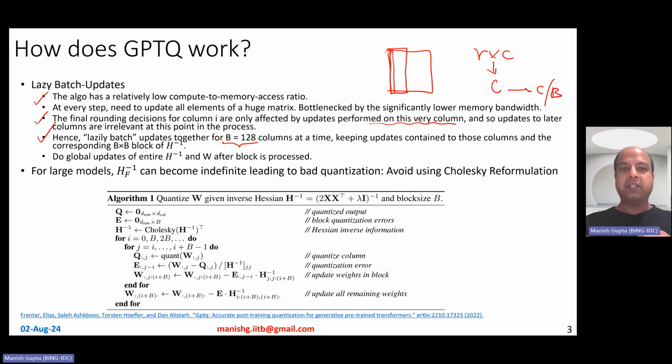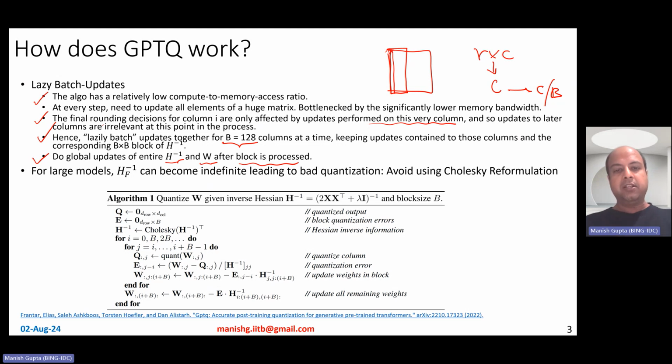It ensures a very good, healthy compute to memory access ratio, so that the compute is not blocked so many times by memory accesses. So you do global updates of the entire Hessian matrix and W after a block is processed, after you process a block of weights.